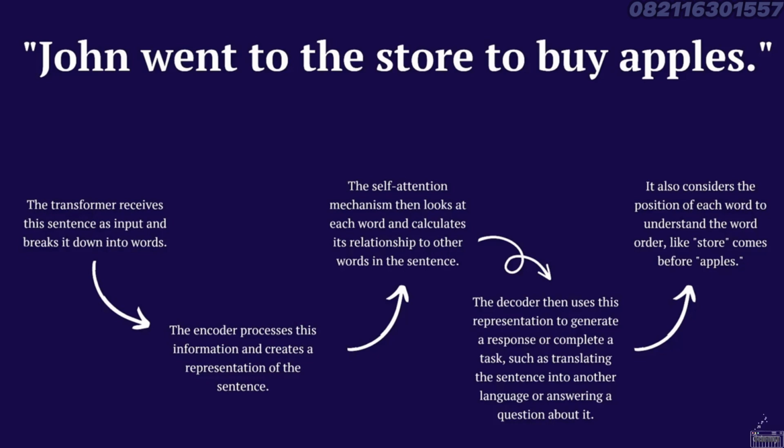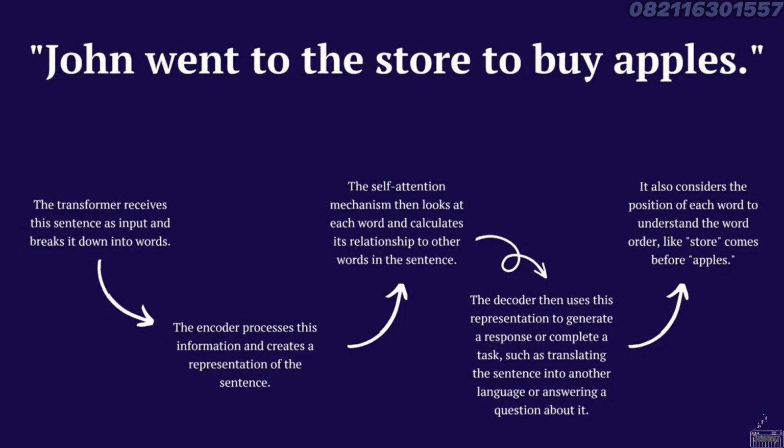The decoder then uses this representation to generate a response or complete a task, such as translating the sentence into another language or answering a question about it. This is a very simple explanation of how the transformer works. In reality, it involves complex mathematical operations and multiple layers of encoding and decoding to understand and generate the text.